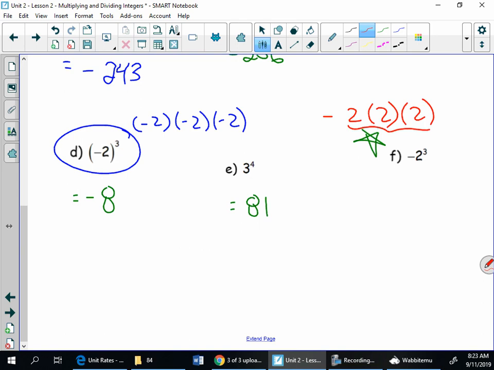How many negatives do we have? Just 1. It's an odd number. So my answer is a negative. And 2 to the power of 3, as we said earlier, is 8. So in this case, the answers worked out the same. But that's not always going to be the case. In fact, if I were to give you one more question, let's look at one.